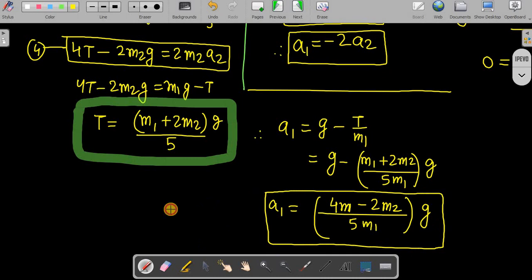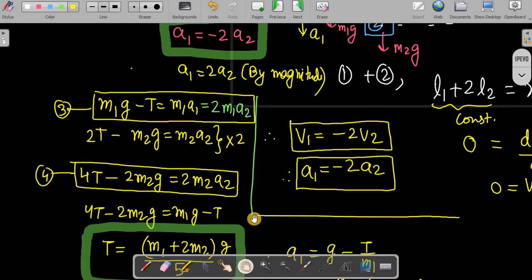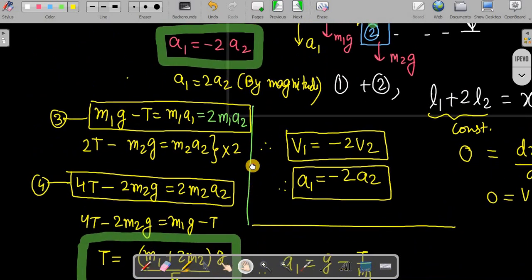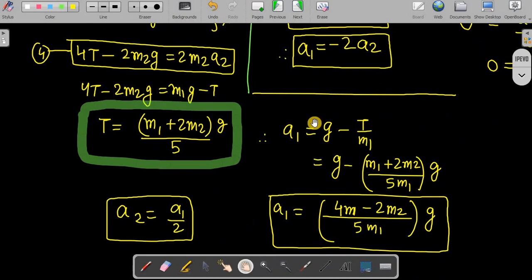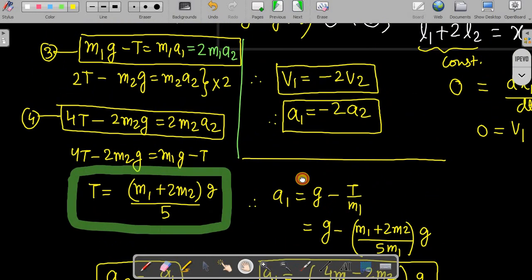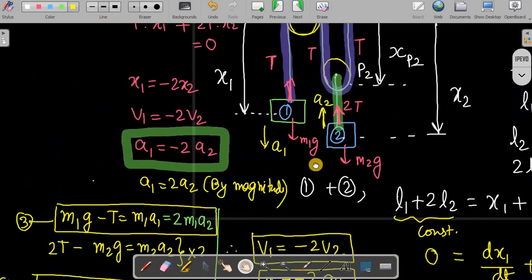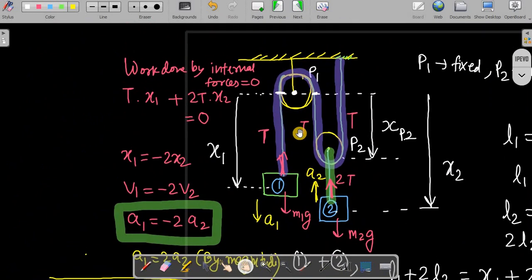Once you calculate this acceleration, then for a2, we have got the relationship that a1 is 2 times a2, so a2 is half of a1. a2 will be half of a1. So you can see we can calculate all the important things: tension, acceleration, constraint motion. But to get the constraint equation, it is better to use that internal forces' work done is 0, this concept.